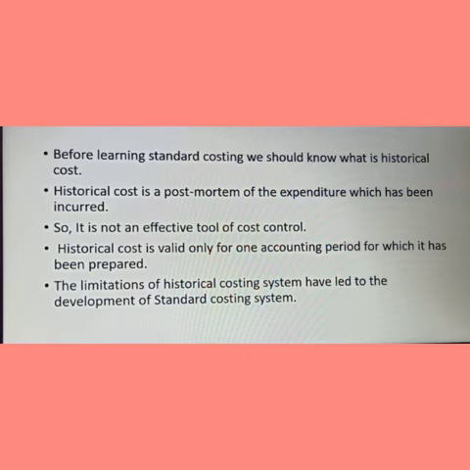Before learning standard costing, we should know what is historical cost. Historical cost is a post-mortem of the expenditure which has been already incurred. So, it is not an effective tool of cost control. Historical cost is valid only for one accounting period for which it has been prepared, an accounting period which starts from April 1st to 31st March of every year. The limitations of historical costing system have led to the development of standard costing system.